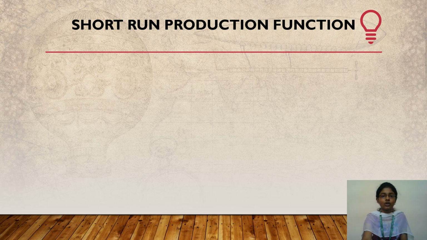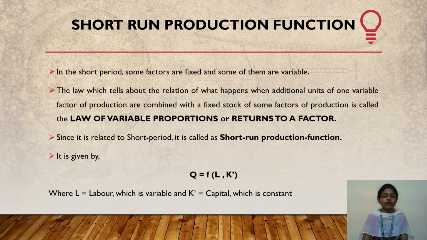Let's see about the short-run production function. In short period, some factors are fixed and some of them are variable. The law which tells about what happens when additional units of one variable factor of production are combined with a fixed stock of some factors of production is called law of variable proportions or returns to a factor. It is expressed in terms of Q equal to F of L, K bar, where L is the labor which is variable and K bar is the capital which is constant.